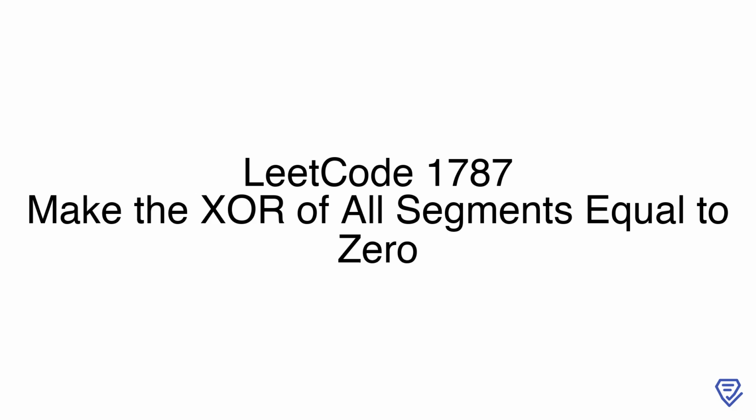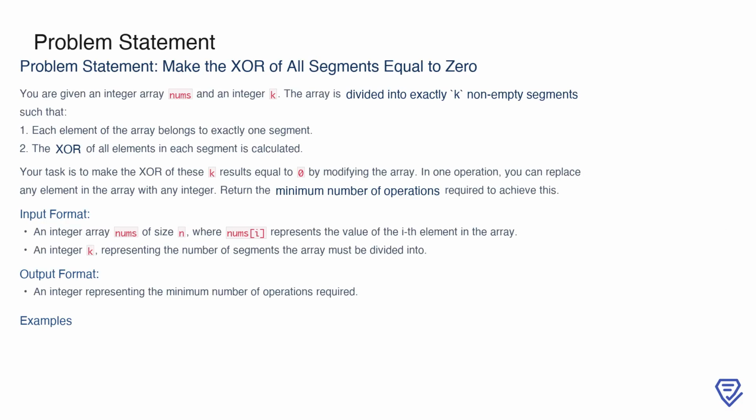Welcome! Today, we'll be tackling an exciting problem from LeetCode, problem number 1787, make the XOR of all segments equal to 0. This problem combines concepts like XOR operations and segment manipulation, and we'll explore strategies to solve it efficiently. Let's dive in.